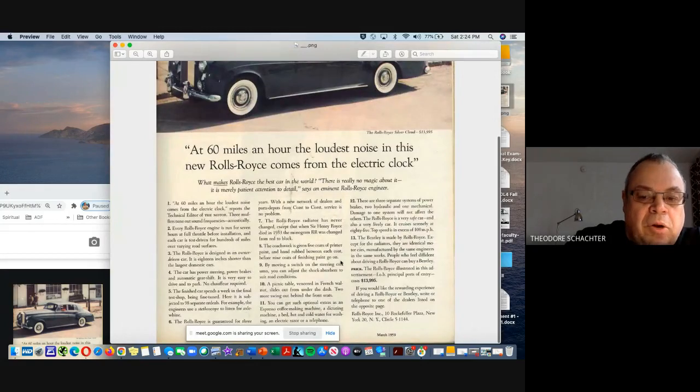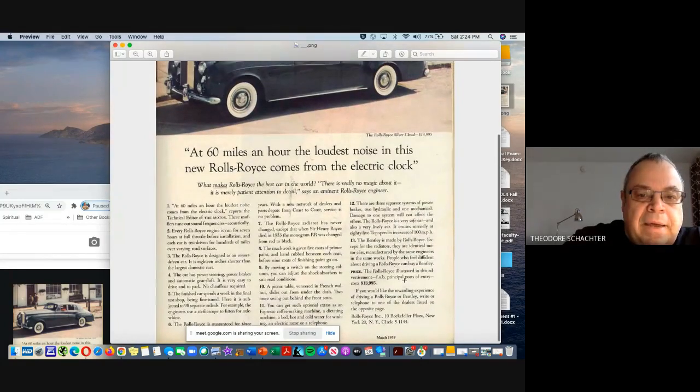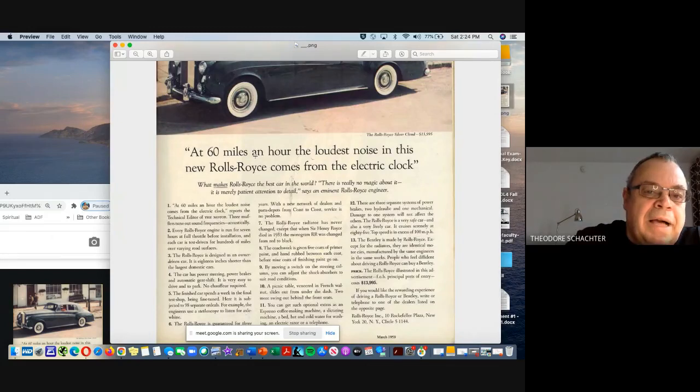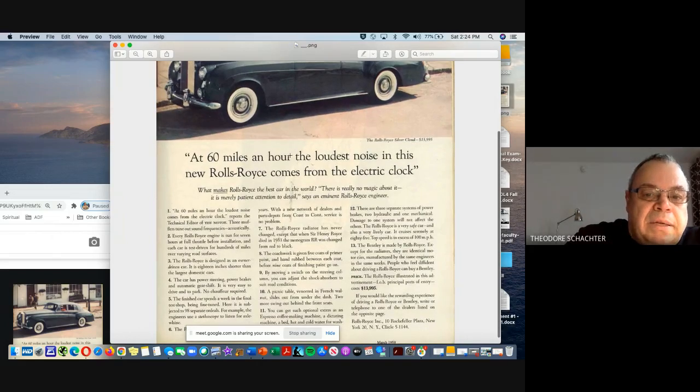The words in an ad are called body copy. When we have that much, we need to have an additional headline, which we call a subheadline, underneath the main headline. In case people don't read all this, we give them additional information. So, for example, at 60 miles an hour, the loudest noise in this new Rolls Royce comes from the electric clock. That tells us a benefit of how quiet the car is.